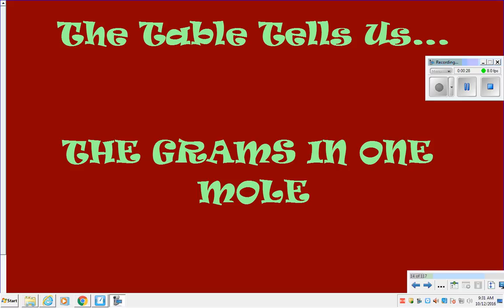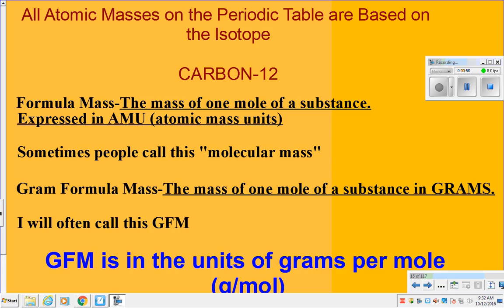What's very important to keep in mind is that the masses on the periodic table, we can say that they're in atomic mass units, or AMU, but that is another way of saying that they tell us the number of grams in 1 mole of whatever that substance is. So if you look up sodium's mass, it's about 23. That means 1 mole of sodium has a mass of 23. 1 mole of silver has a mass of about 108 grams. So for compounds, it's going to be a little bit more complex because we're going to have to look at the different elements that are involved.